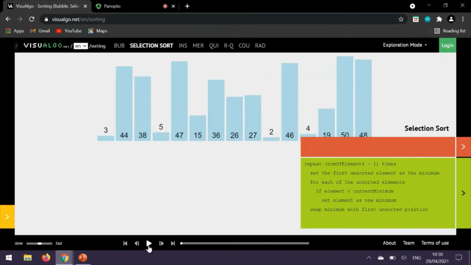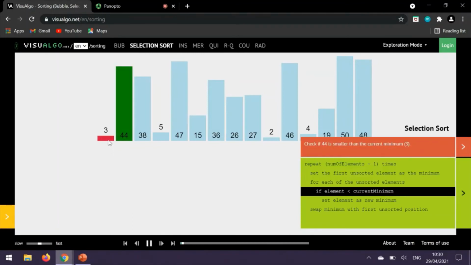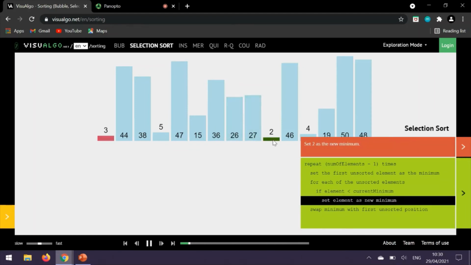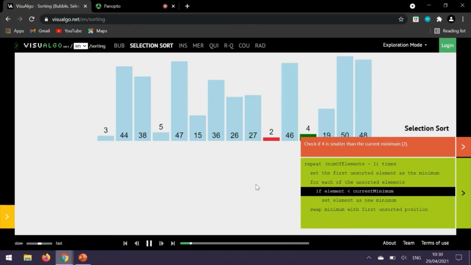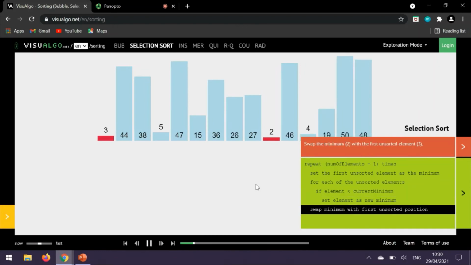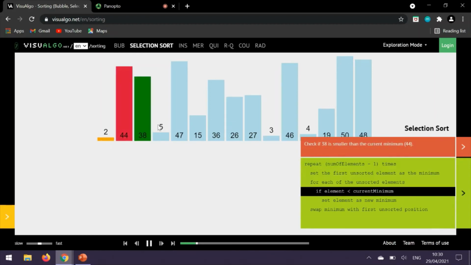Lastly, we have the selection sort. So here we're saying that the value at the beginning is the smallest, and we're going to go through all of the data, and if we find one that's smaller, that becomes the new minimum. And we place it at the beginning. So we go through the entire data, and each time we find the next smallest number, we move it to the front.